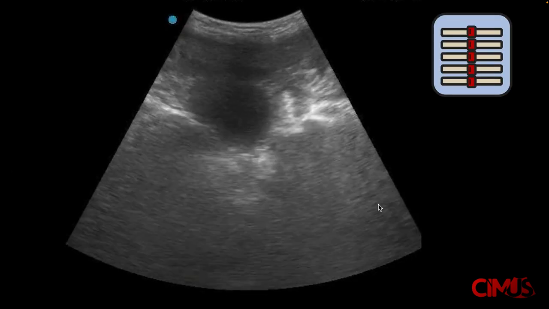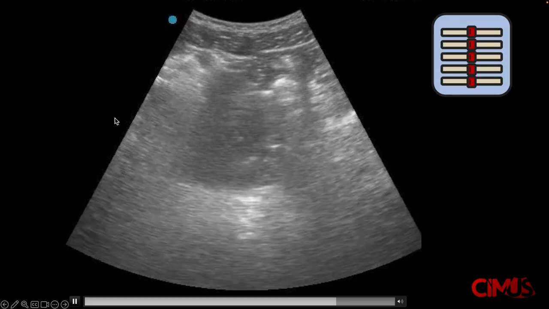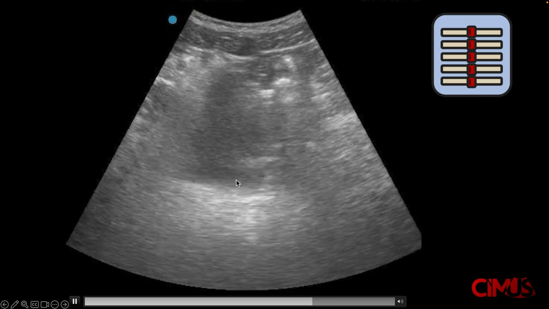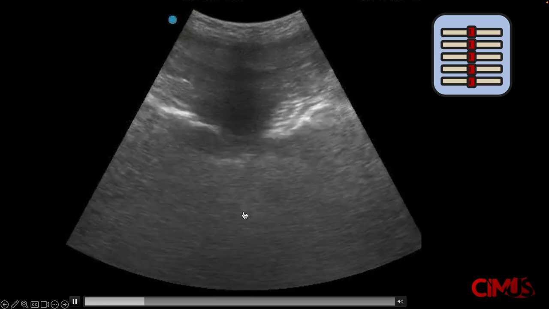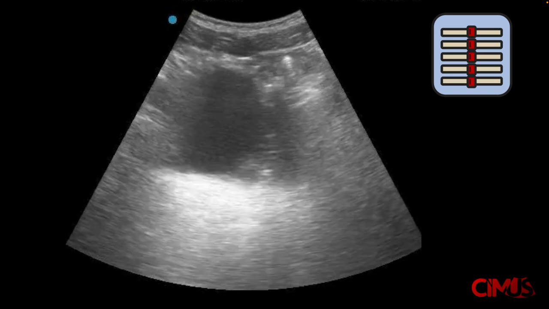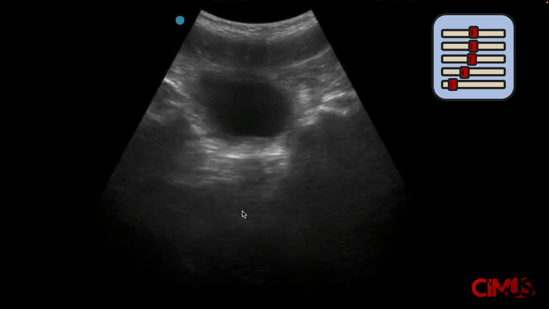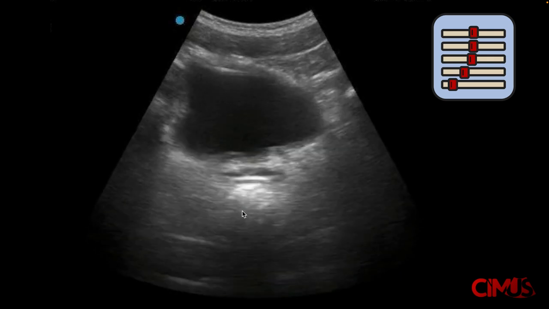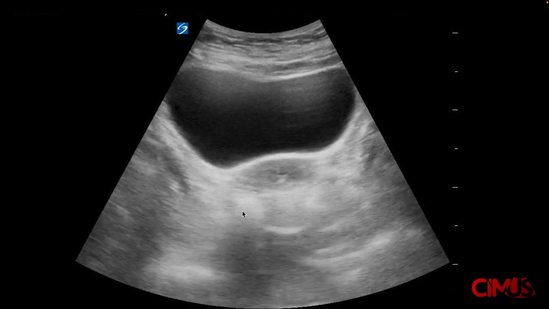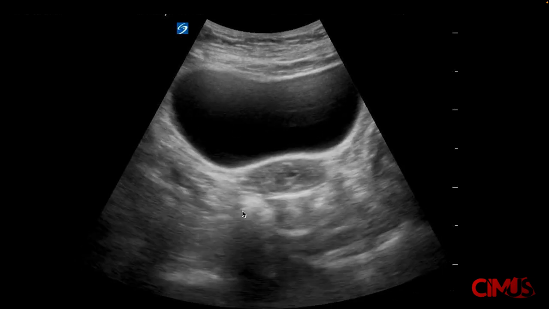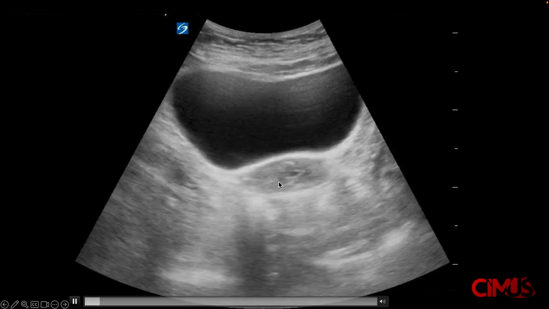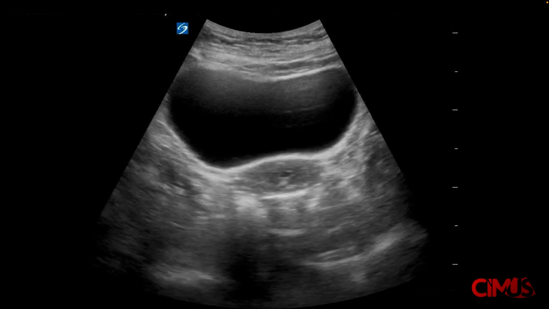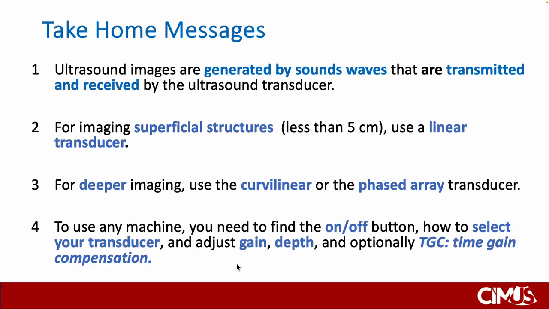Here's another example where it might be helpful. Here's an example of a bladder, and what you'll see here is that because of decreased attenuation, there's really a lot of enhancement posterior to the bladder, making everything quite bright. You can improve this image by decreasing the distal gain, which then allows you to see the posterior structures a lot better. Here's another image of a bladder of a woman where the far field gain is decreased, and you can see that the posterior structure is a lot easier to see by decreasing the far field gain.